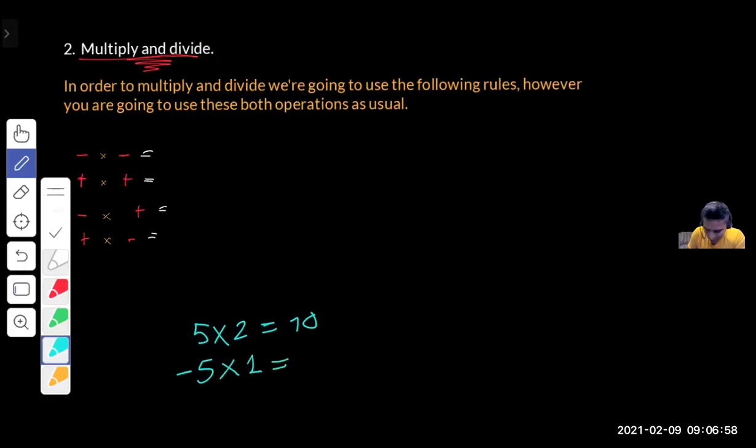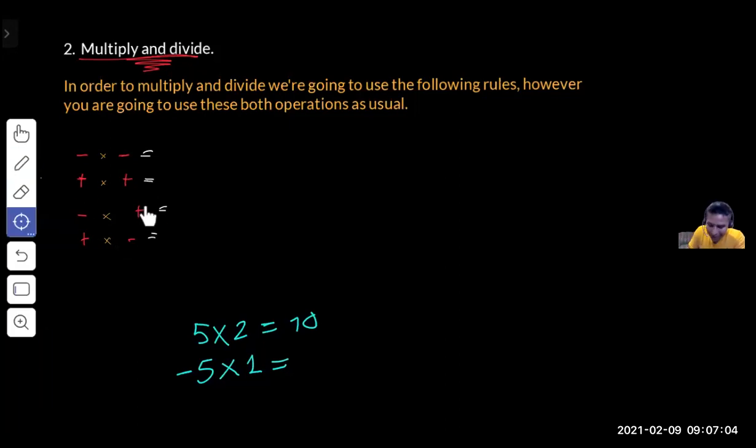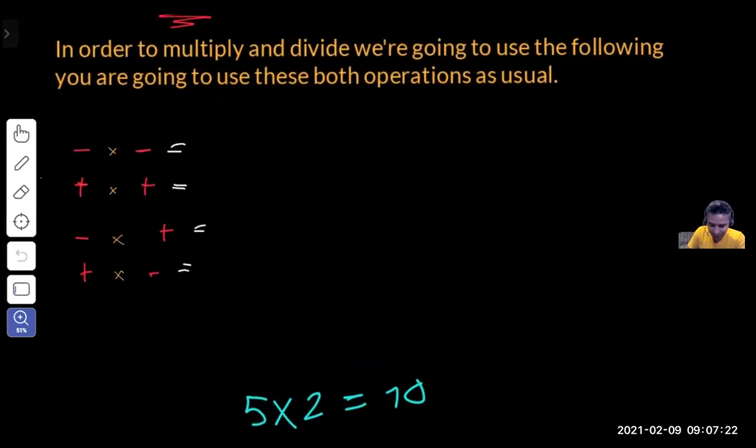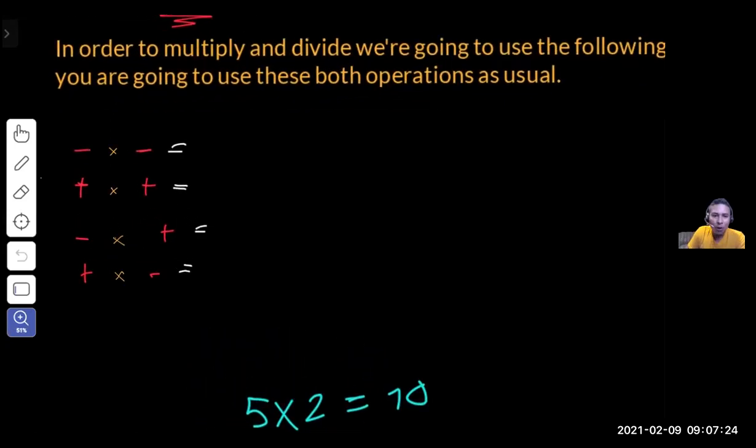In this moment, guys, is when we're going to be using these rules. Please, I need to point this out: do not use this rule when adding or subtracting. Because -5 and +3, no, no, no, guys. These rules are not used when adding or subtracting. These rules are just for multiplication and division.